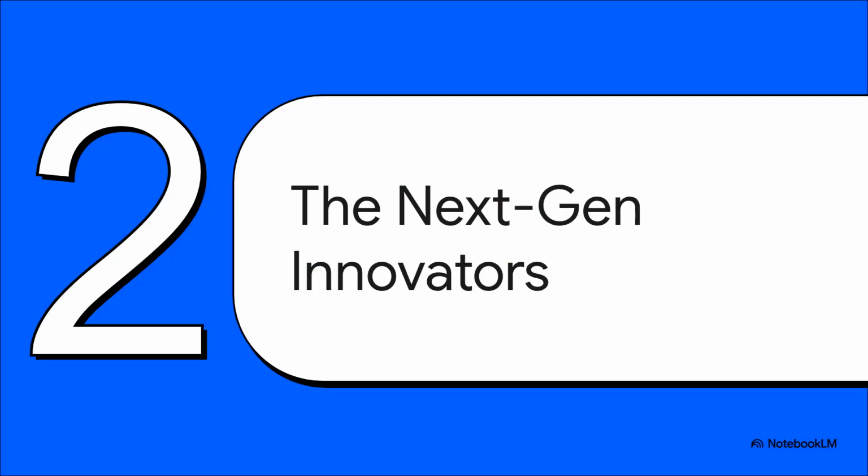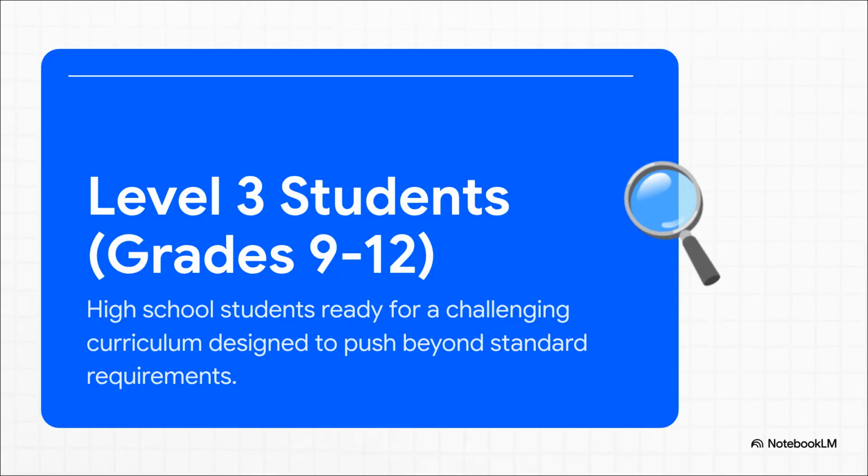So we know what they're teaching. The next logical question is, who is this for? And the slide gives us a pretty clear answer on that too. The course is aimed at Level 3 students in grades 9 through 12. So right away, we know this isn't some beginner's class. This is for high schoolers who are already on an advanced track, the kind of students who are ready to be pushed way beyond the standard curriculum. These are the kids being prepared to be the next generation of engineers and scientists and, well, problem solvers.